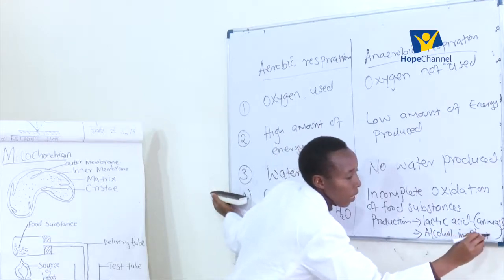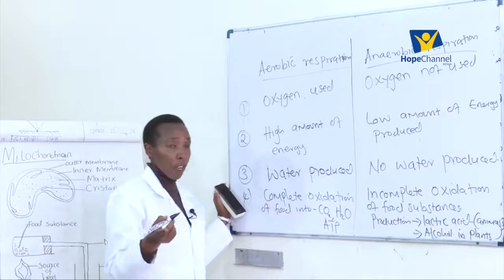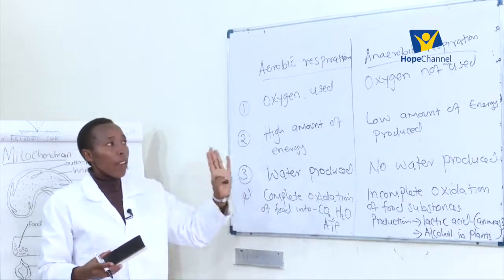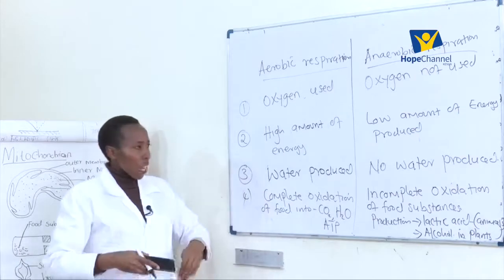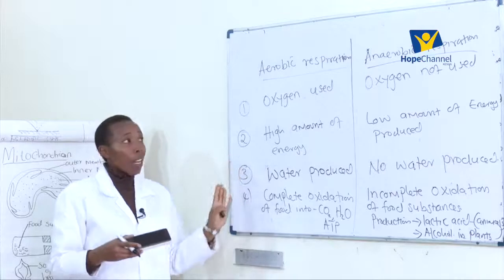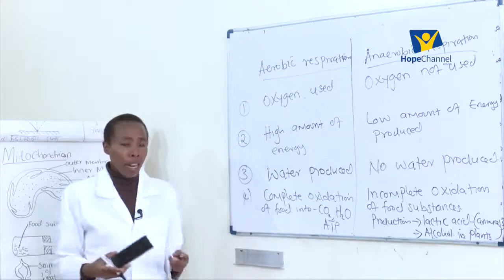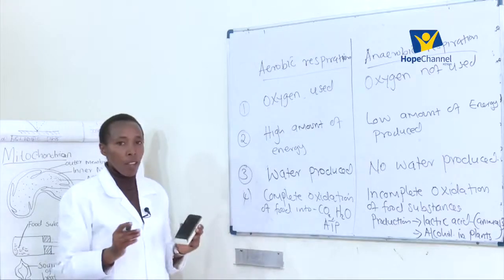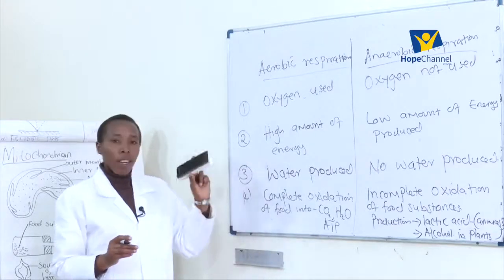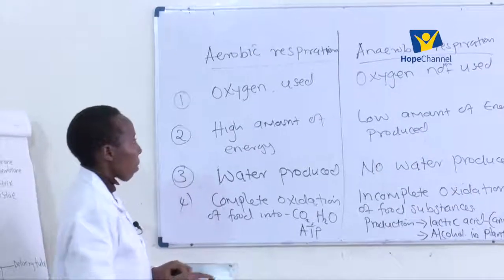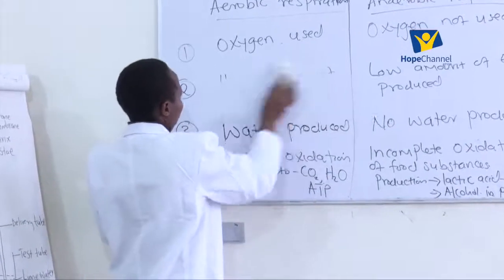So you see the products that are formed are different when you compare aerobic respiration and anaerobic respiration. So those are just some of the differences we can give between aerobic and anaerobic. We have so many other differences. So you will find out which are the other differences between aerobic and anaerobic respiration. Now we want to move to our last part of respiration.